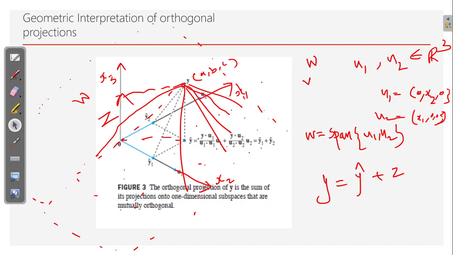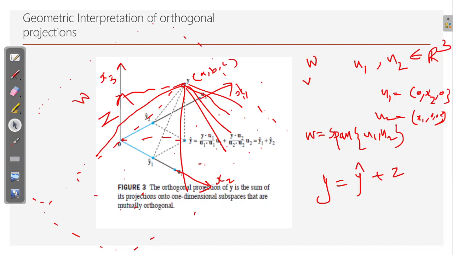Okay, so in other words, you can say that y cap, which is the orthogonal projection, can be defined as the closest point in the subspace W, or you can define it like this: the point in the subspace W which is closest to the vector y. That is what you mean by the orthogonal projection. So that is the geometric interpretation of orthogonal projection.